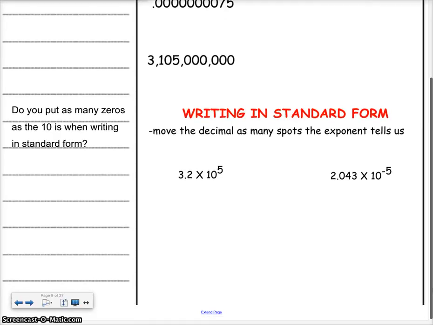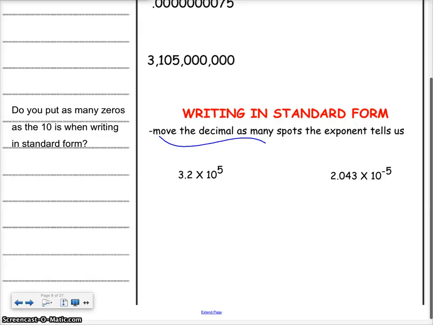Okay, so if we want to write in standard form, standard means it's what we always do. There's standard form and there's scientific notation. Scientific notation is always times some power of 10. Standard is just normal numbers we're used to. So this is written in scientific notation. I want to convert it to standard.